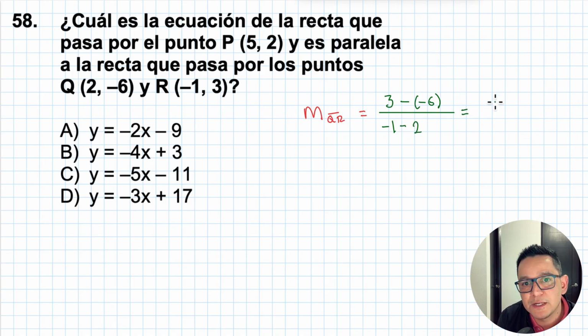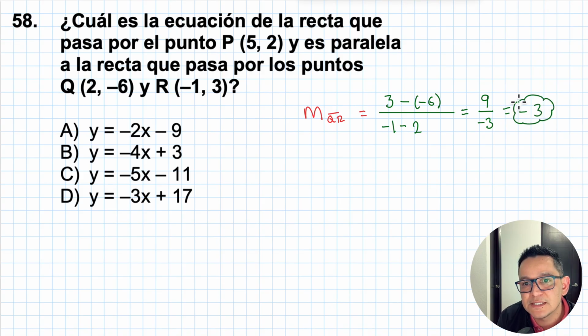Let's do the operations. Here, I would have 3 minus 6. I'm going to write it right away, 3 minus 6. Well, it would be 3 plus 6. That's 9, right? And below, we have minus 1 minus 2, which in total is minus 3. Positive divided by negative is negative, and 9 divided by 3 is 3. Let's see. Now we have the slope.